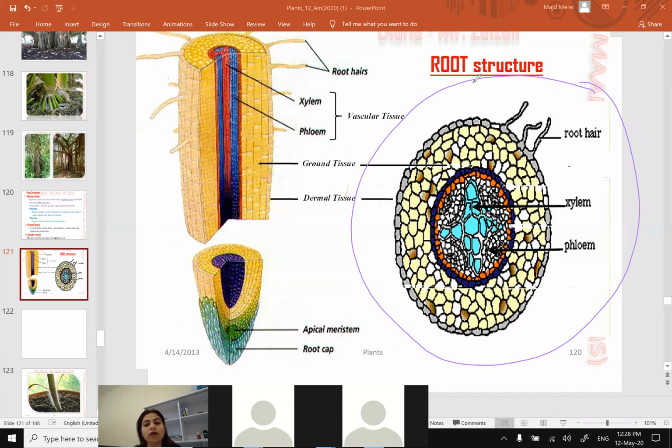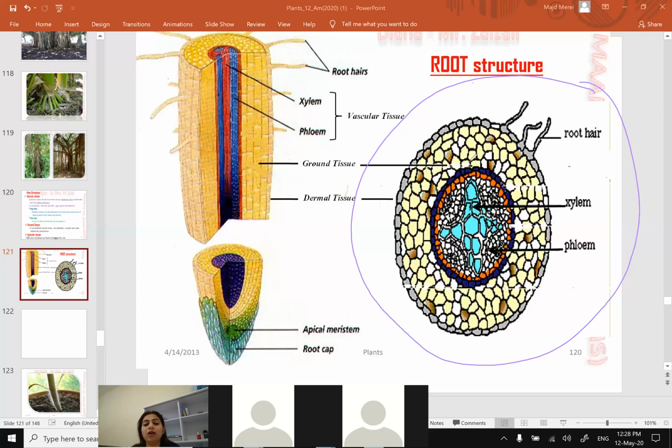If you remember, one of the functions of dermal tissue is absorption of water and minerals, correct? Notice here these slender projections from the dermal tissue. These are called root hairs. These root hairs increase the surface area. As a result, this will allow faster absorption of water and minerals or nutrients. Okay? This is the outermost layer.